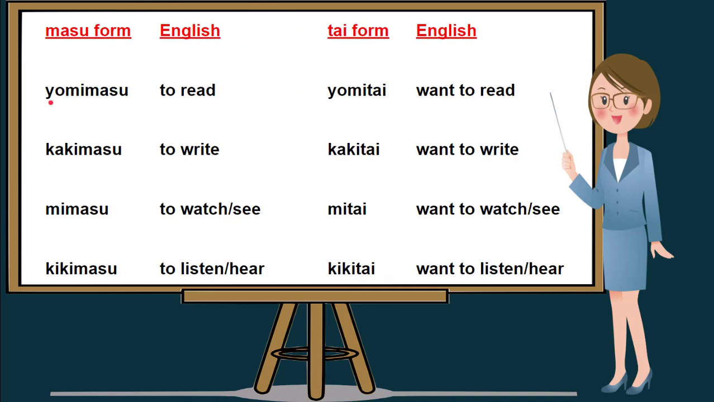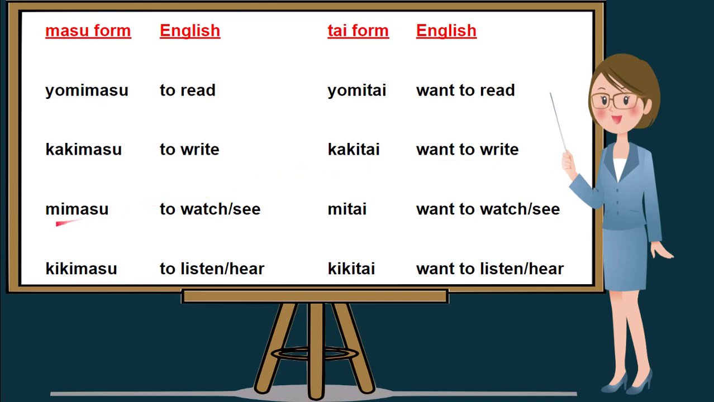Next is yomimasu, meaning to read. So, if we add tai at the end of yomi, which is yomitai, it means want to read. Another is kakimasu, meaning to write. So, if we add tai at the end of this verb kaki, it reads kakitai, it means want to write.